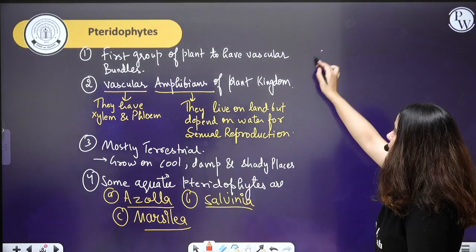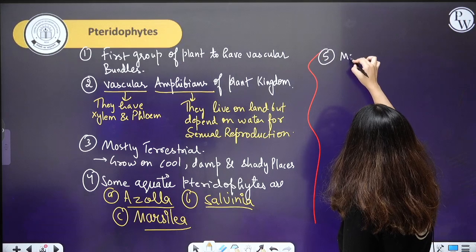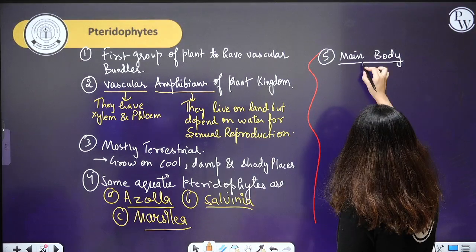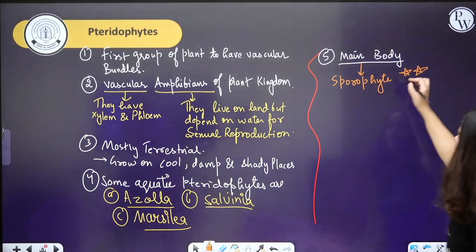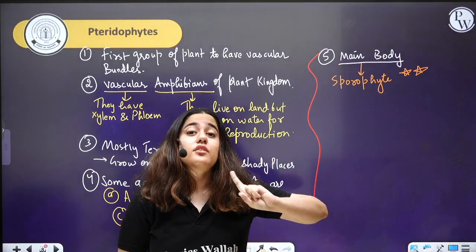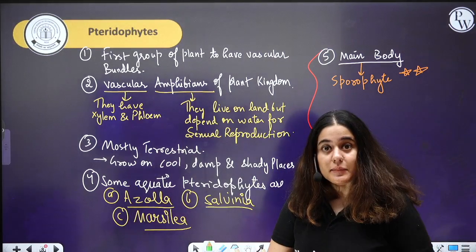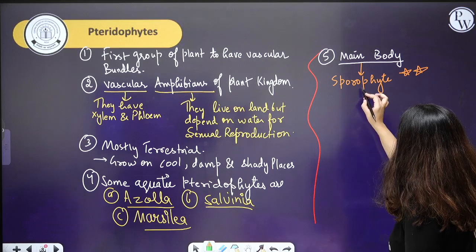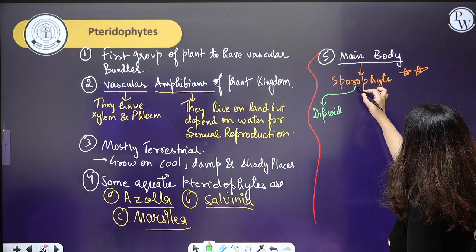Let's talk about their main body. For the first time, the main body was the sporophyte. Remember, very important. As you already know, in algae and bryophytes the main body is the gametophyte. But for the first time in pteridophytes, the main body is the sporophyte. Sporophyte means spore producing body. Gametophyte means gamete producing body. The sporophyte is diploid.